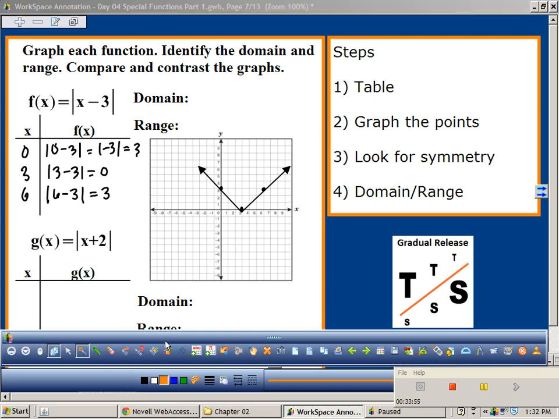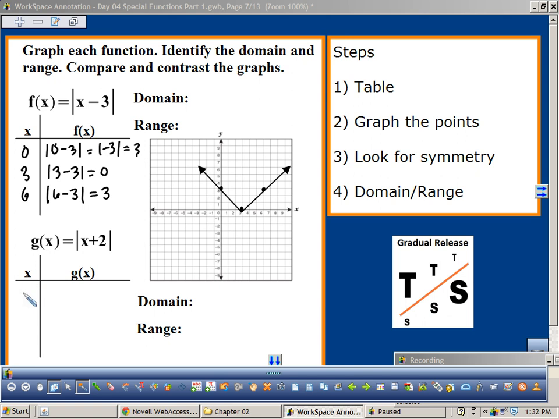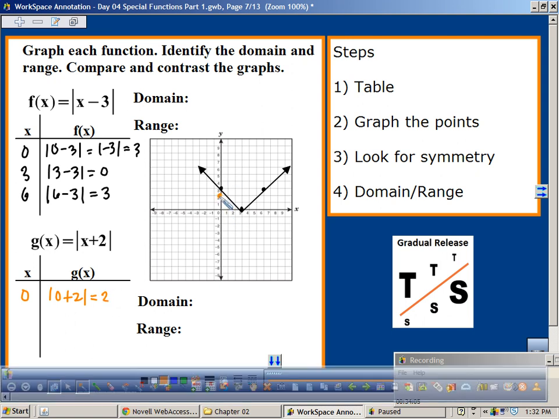I'm going to do this one in a different color. So the easiest one would be plug in 0. 0 plus 2 is 2. 0, 2. There's my first point. Where did I think this one's going to shift? To the right or to the left? To the left. Where do I think it's going to land? I think it's going to land right there. Let's put it in and see. Negative 2 plus 2 is 0.